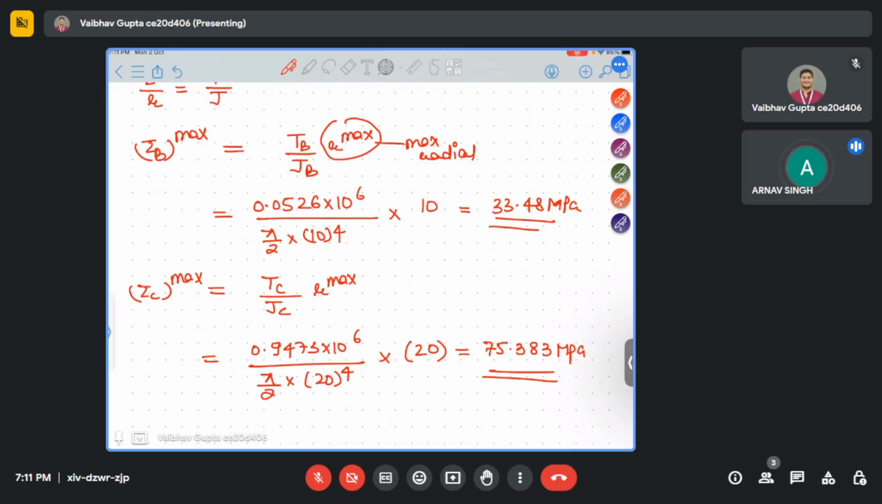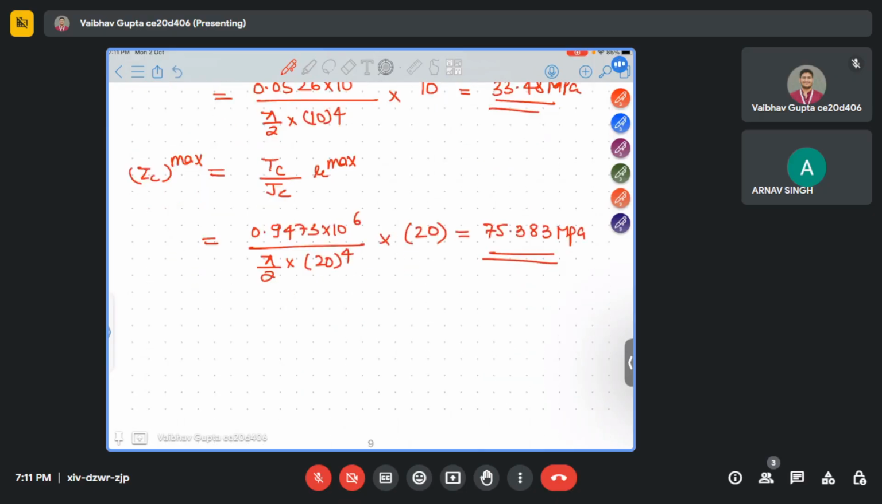Understood? R max is nothing but the maximum radial distance. The maximum radial distance for a circle is nothing but the radius from the center. For exam point of view, suppose a circle is there. For a circle, the maximum radial distance is this for brass, and for copper this.